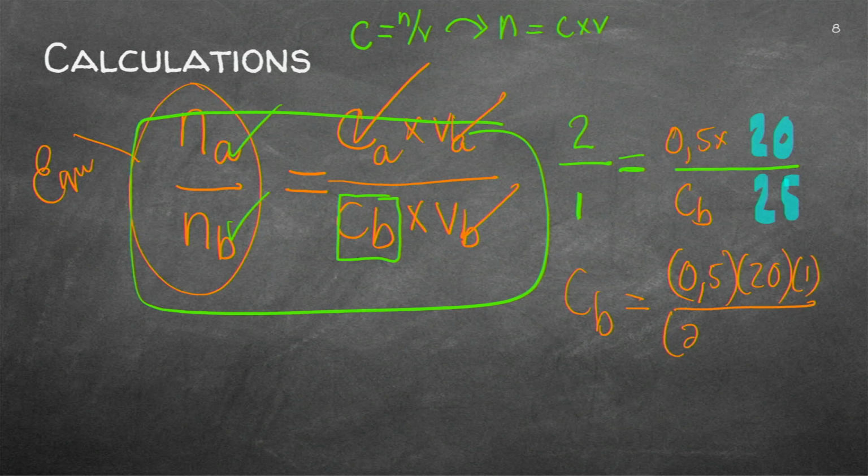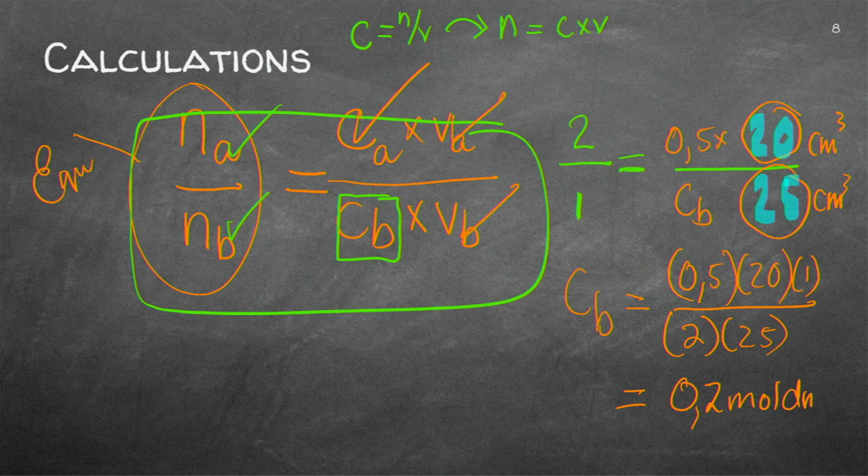over 2 and 25. You might wonder, why am I working in cubic centimeters? Well, you've got both in cubic centimeters. If you do that calculation, you should get an answer of 0.2 mole per cubic decimeter. It is the concentration of the sodium carbonate. So that was the question, and we answered it.